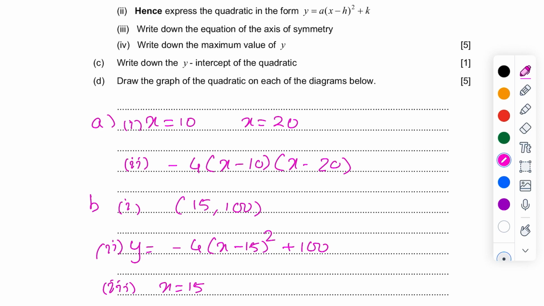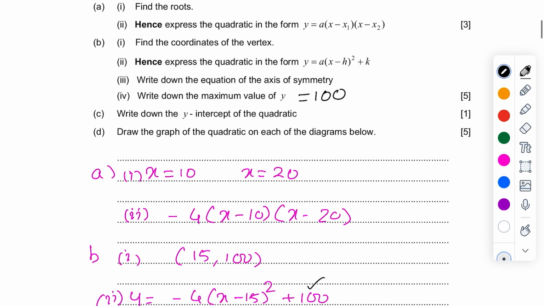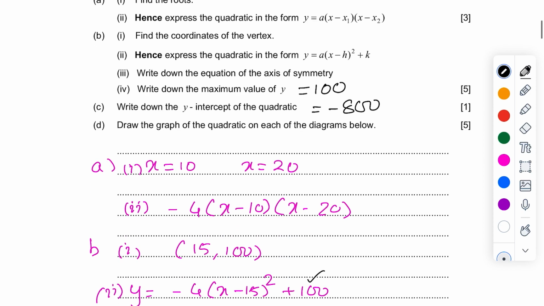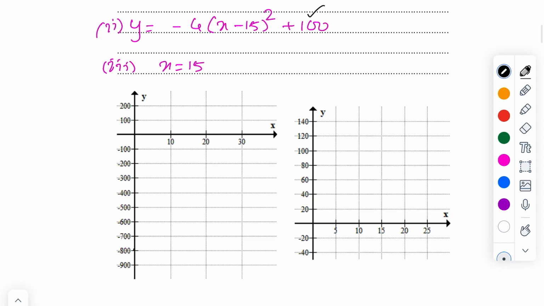Write down the maximum value of y. So this 100 is going to be the maximum value of y. Write down the y-intercept. Plug in 0, so you are going to get negative 800. Draw the graph. So negative 800 is the y-intercept.